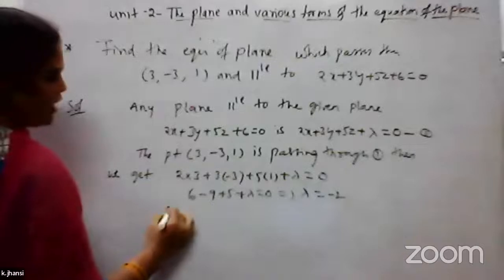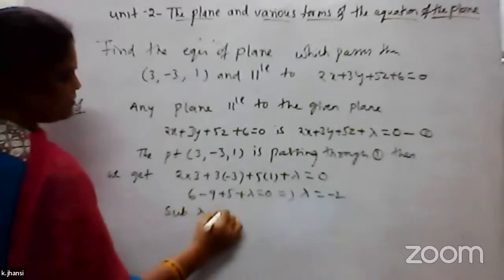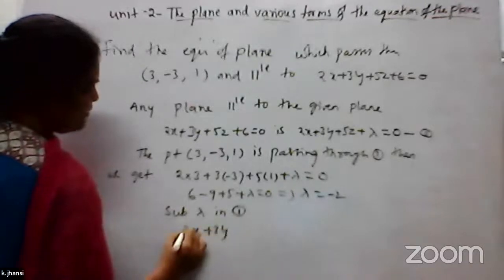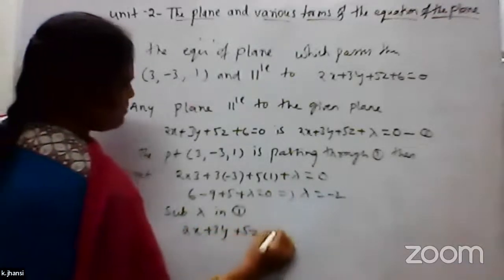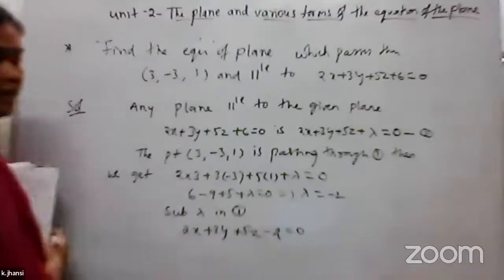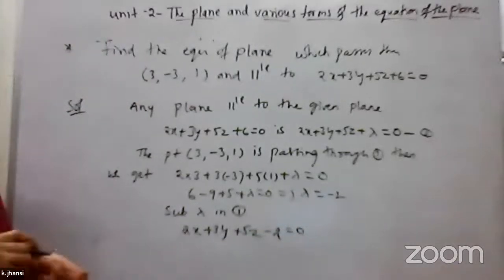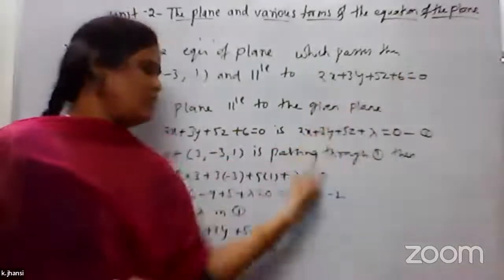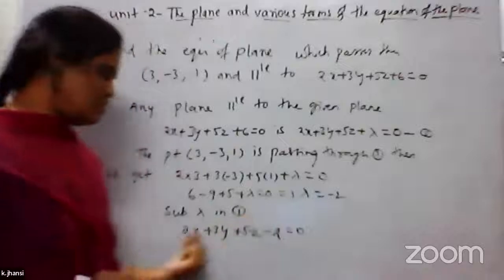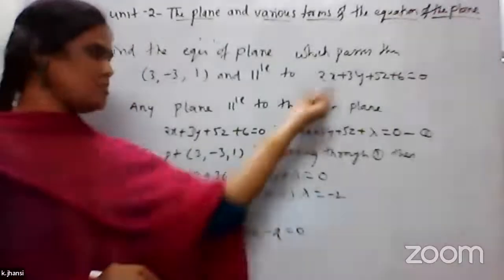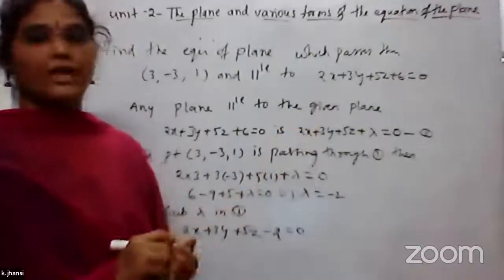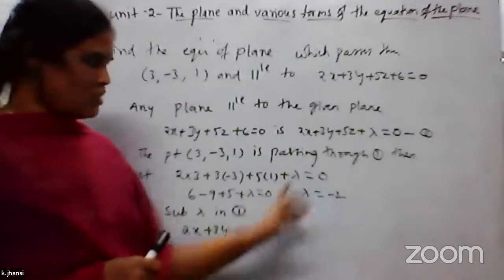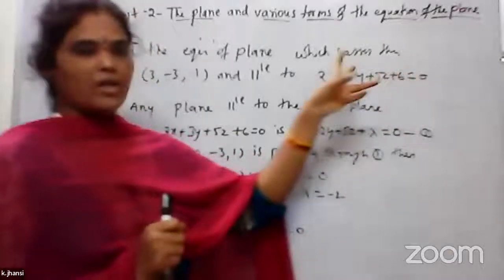So if you substitute lambda in 1, you will get the equation 2x plus 3y plus 5z minus 2 equals 0. Here the two planes are parallel to each other means there will be a difference only in the D values. The A, B, C values will be the same, only the D value differs. So this one is at a distance of minus 2, and the given one is at 6.